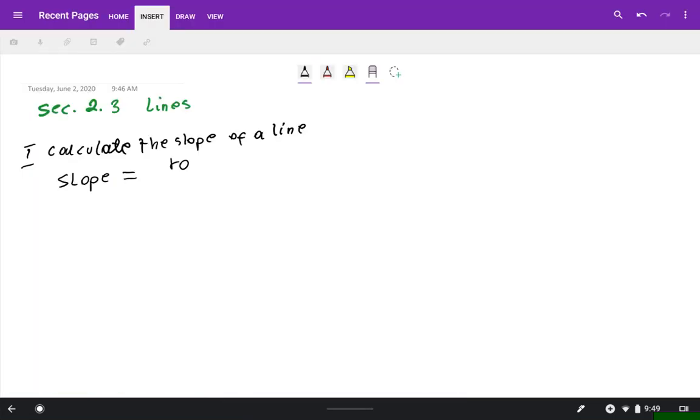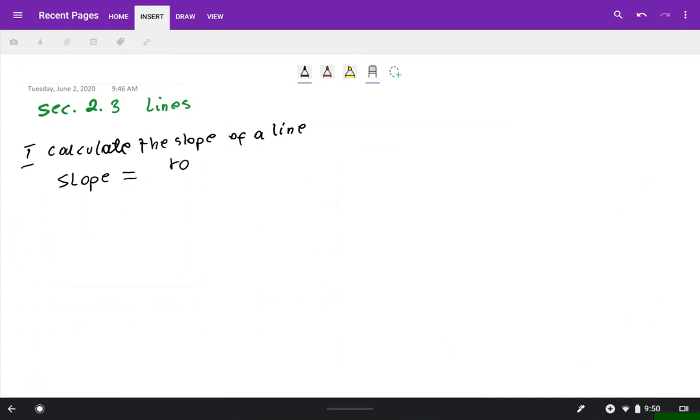Okay, guys, so this is section 2.3. Section 2.3 is about lines, and we introduce the concept of the slope of a straight line. So the first objective is calculating the slope of a straight line.